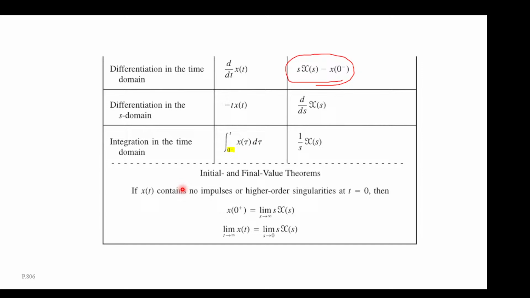Otherwise, you will be caught by this integration from 0 minus. Okay, and anyway, so then we have the same form: x of 0 plus equals limit s goes to infinity of s times X of s, and x of t as t goes to infinity equals limit s goes to 0 of s times big X of s.